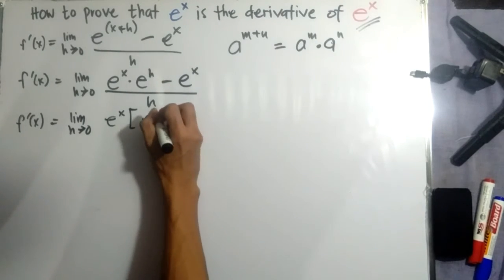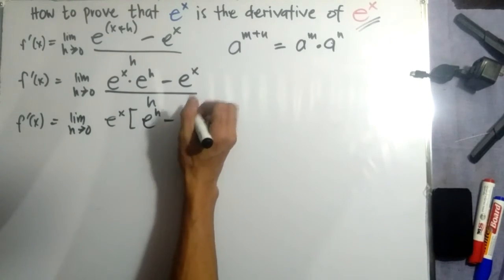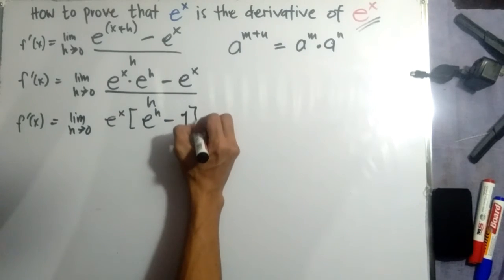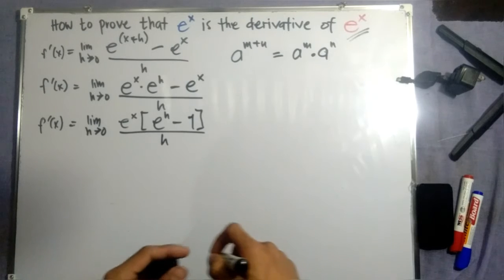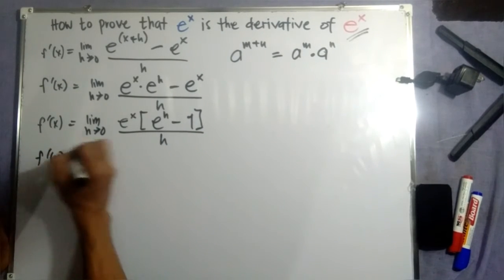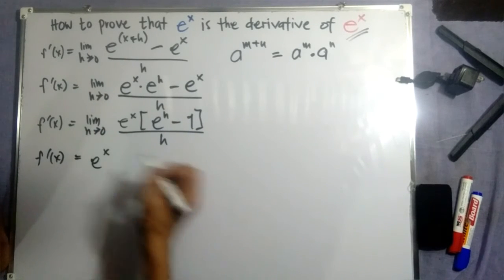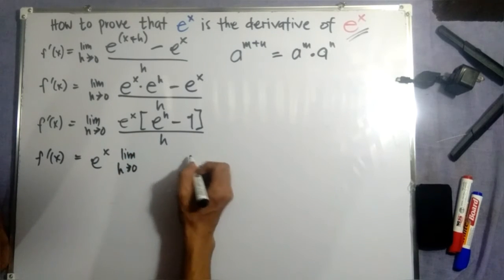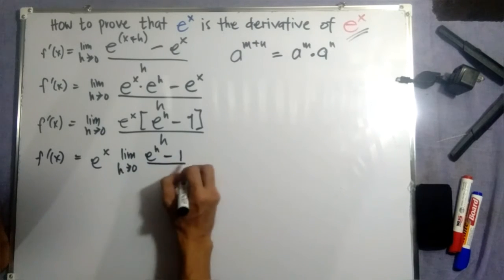e to the h minus e to the x divided sa e to the x is 1. Okay? All over h. So, sunod, may limit theories tayo na gagamitin dito. Ilabas natin si e to the x. Okay? Then, i-multiply natin sa limit as h approaches 0 of the e to the h minus 1 over h.